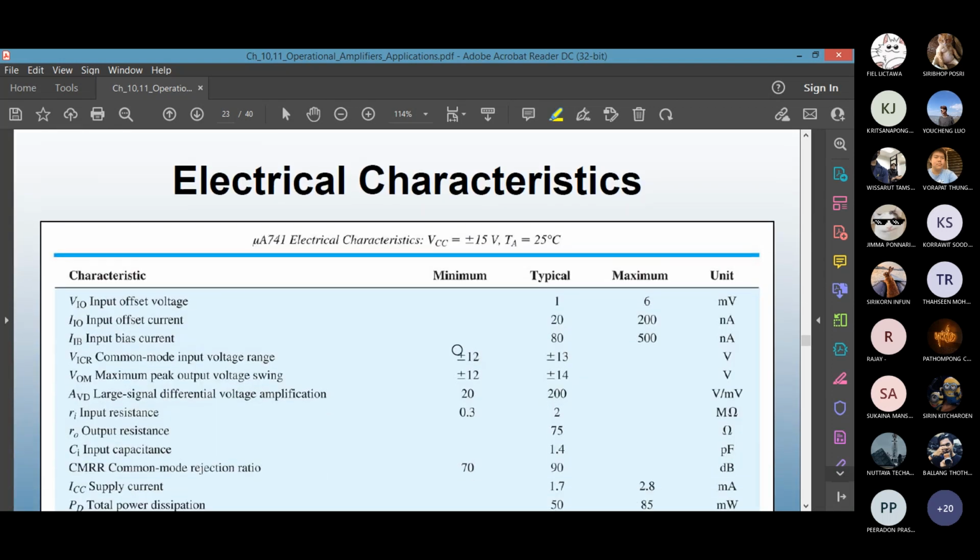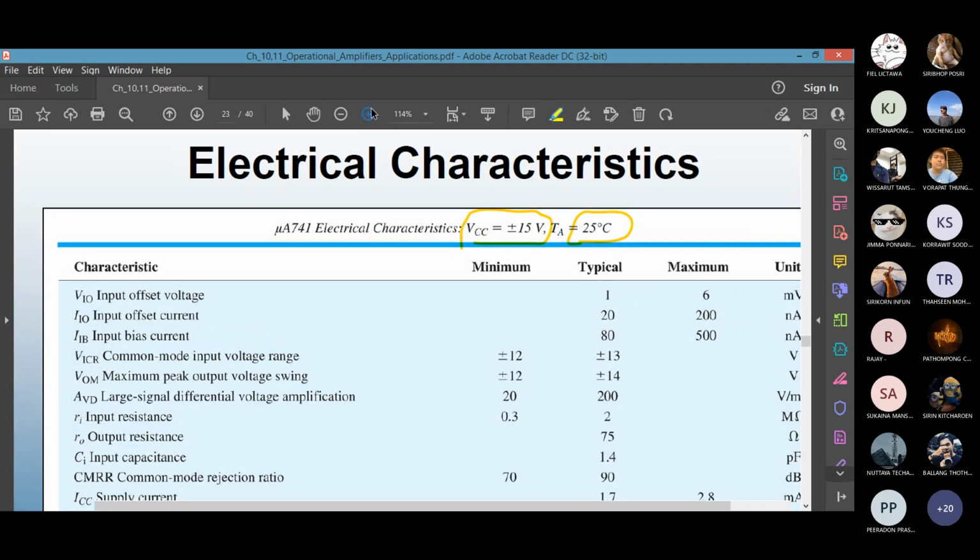Some other electrical characteristics. This is called micro A741. This is one of the op-amp models. It says how much VCC you can get, plus minus 15. And all the characteristics were calculated and determined at room temperature, 25 Celsius. So what do you see? A lot of parameters here.